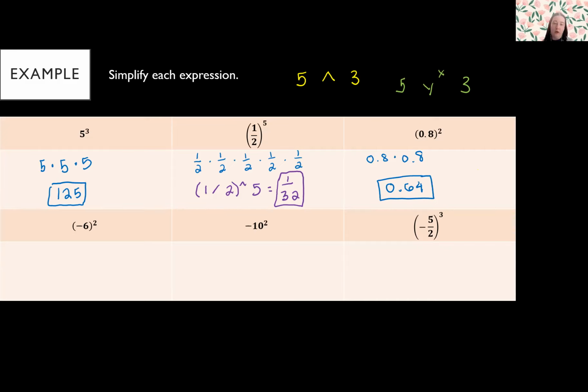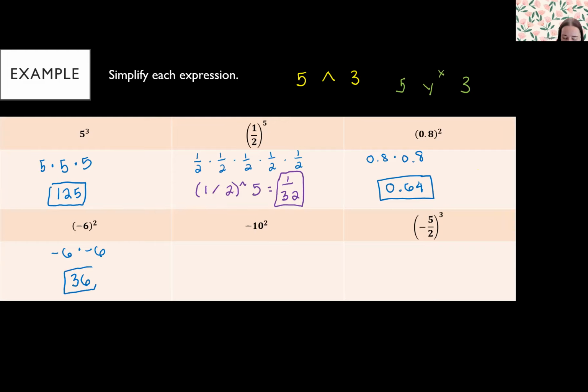Now, bottom row here, we've got in parentheses, -6 squared. So this is including the negatives. So this is -6 times -6. And so a negative times a negative is a positive. This is going to give you a positive 36 here when you multiply that.